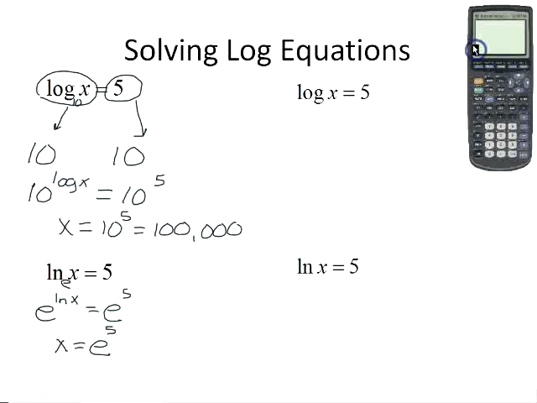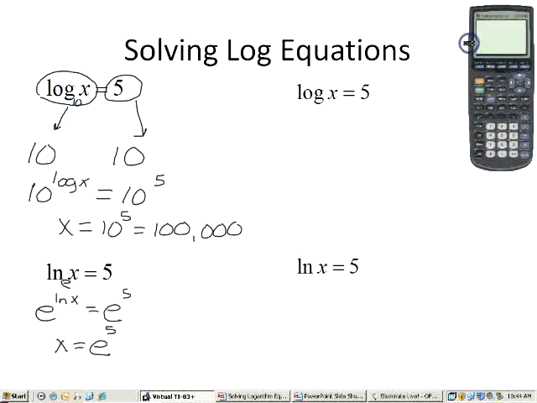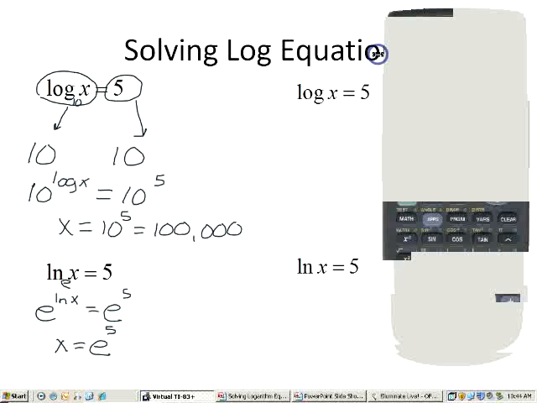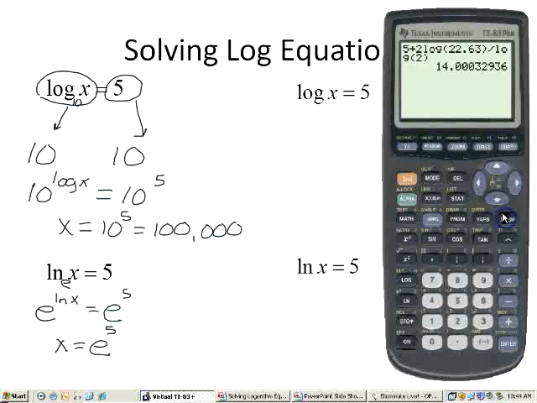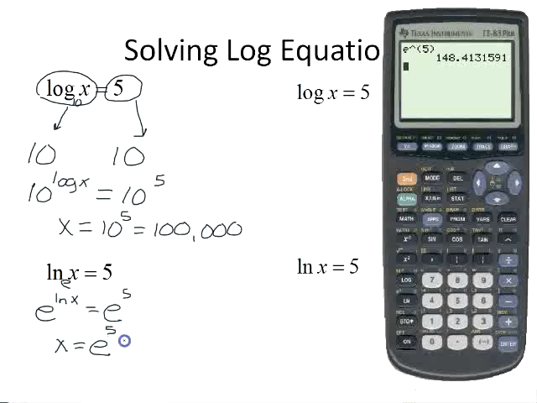Now, e to the 5th power would be considered the exact answer. If you wanted the decimal approximation for some reason, you would do, in your calculator, second natural log 5. That would give you e to the 5th power. That would be approximately 148.41.